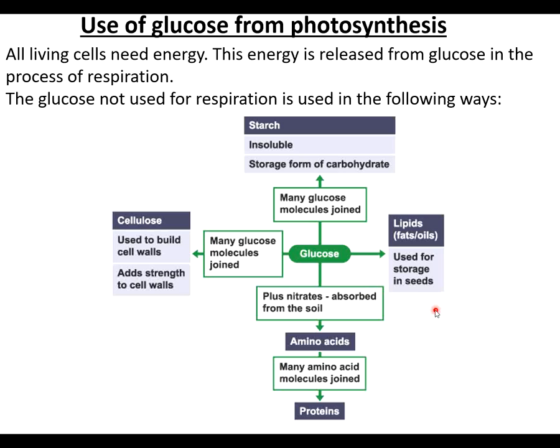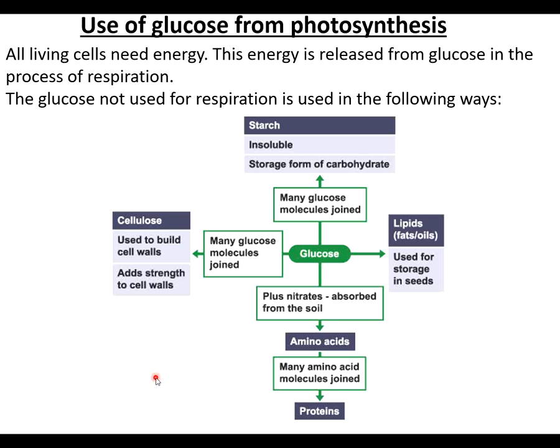in seeds. If it adds nitrates, so nitrogen and oxygen, nitrates from the soil, it can make amino acids, and then that can make proteins. Or it can put the glucose together to make cellulose, which it uses to make cell walls.